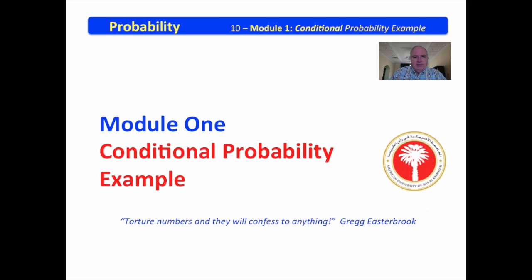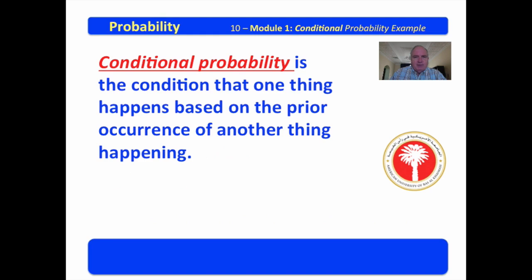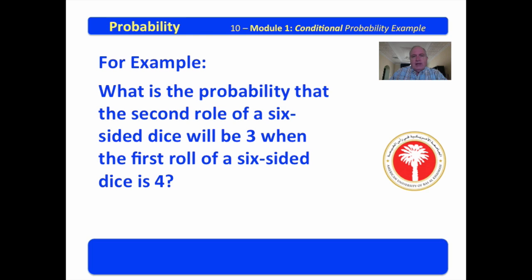In this video, we're going to examine conditional probability and continue our examination to review a specific example. If you will recall, conditional probability is the condition that one thing happens based on the prior occurrence of another thing. For example, what is the probability that the second roll of a six-sided dice will be 3 when the first roll of the six-sided dice is 4?